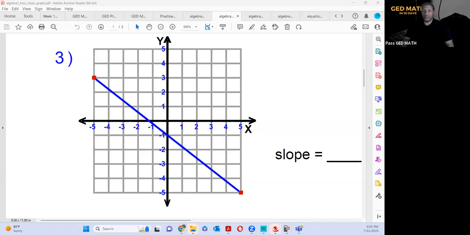So it's two things they might ask you on the GED exam: the slope from a graph and the equation of a line. Usually what they're going to do is give you an equation, and they're going to ask you what graph corresponds to that equation. What we're going to do is get the equation of the line from the graph.